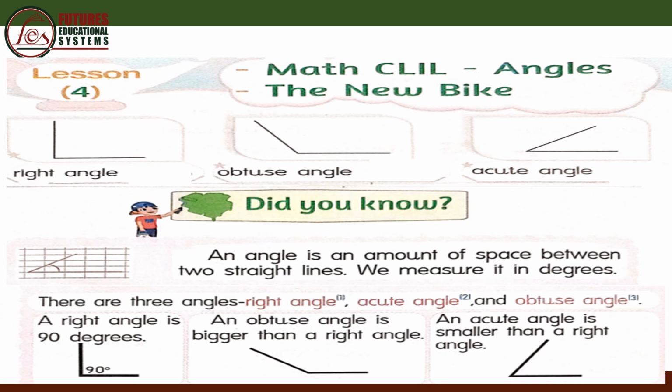A right angle is 90 degrees. Please look at the angle. A right angle is 90 degrees. An obtuse angle is bigger than a right angle. An acute angle is smaller than a right angle.